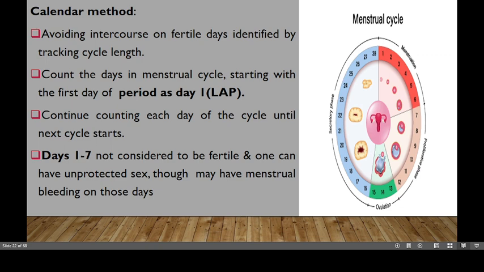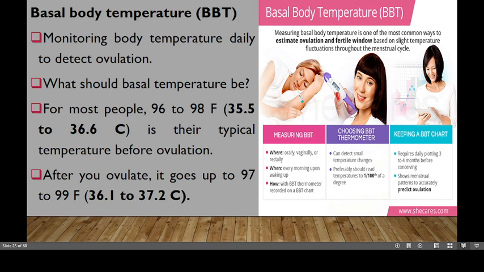Maybe looking at the calendar method, you try to avoid intercourse on fertile days identified by tracking cycle length. So you count the days in the menstrual cycle and start with the first day of the period as day 1, right? That will help us estimate the LMP, right? Then you continue counting each day of the cycle until the next cycle starts. Should have day 1 to 7. Of course, day 1 to 7 is generally not considered to be fertile, and one can have unprotected sex, though they may have menstrual bleeding on these particular days.